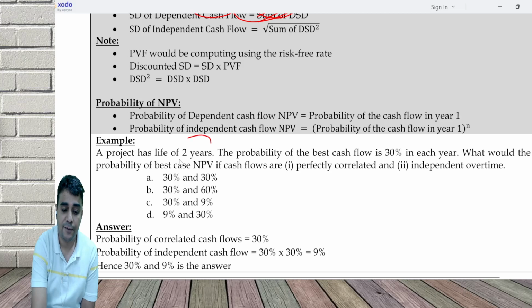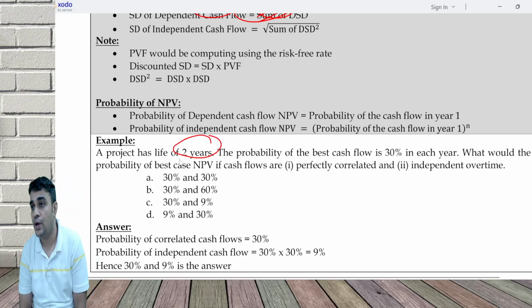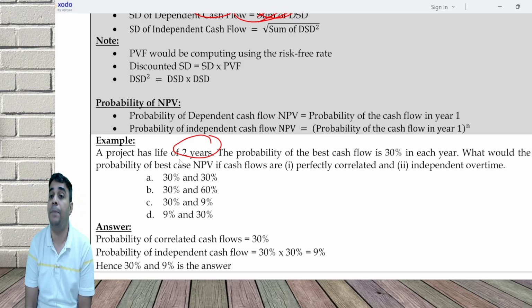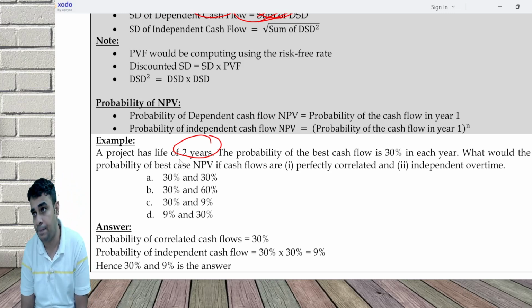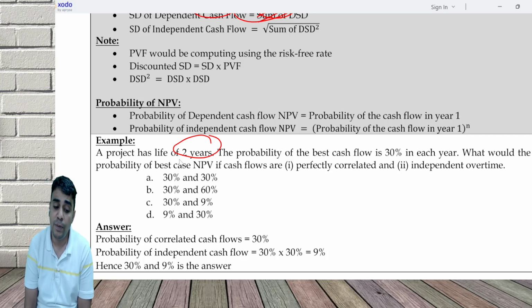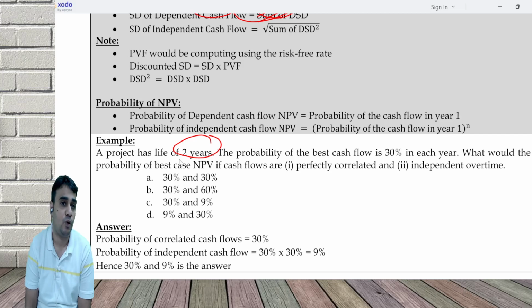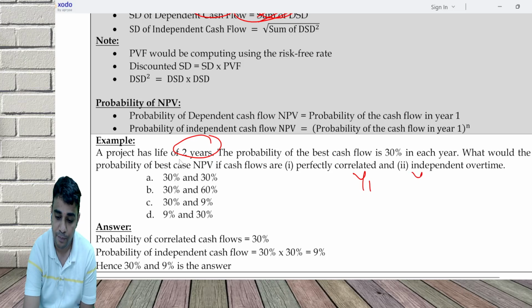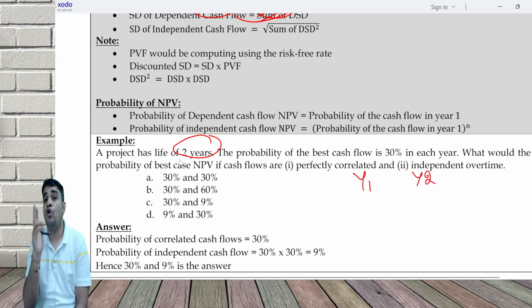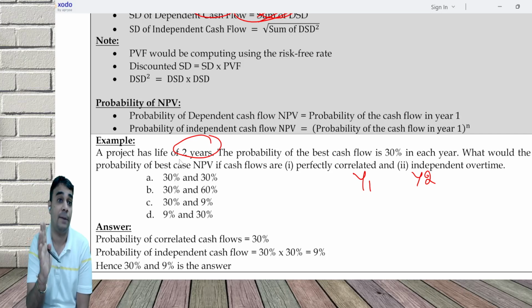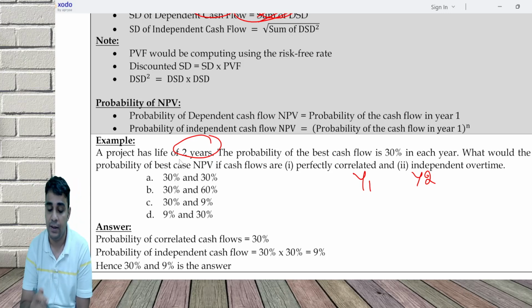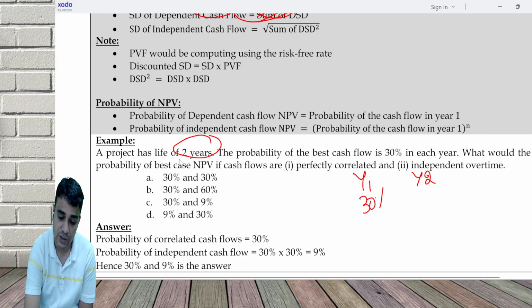A project has a life of 2 years. Probability of the best cash flow is 30%. What would be the probability of the best case NPV if cash flows are perfectly correlated and independent over time? I have 2 years, year 1, year 2. If both years' best happens, then only I'll get the best NPV. So this is 30% chance.